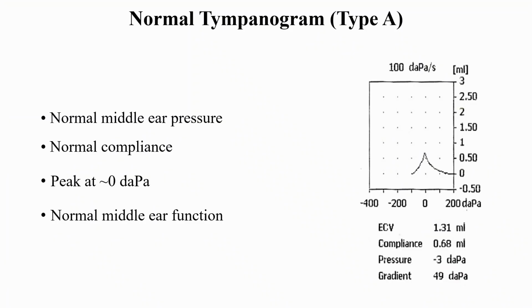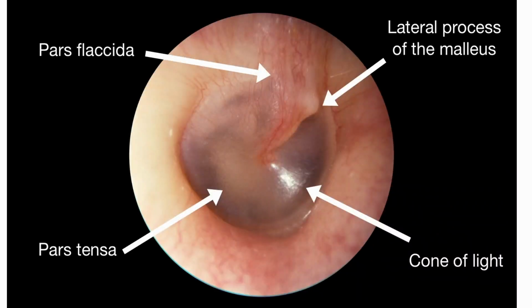So for a normal tympanogram, the middle ear pressure will be in the normal range, compliance will be normal, and the peak will be at around 0 daPa, but within that pressure range of minus 100 to plus 50. That is the normal range, and it will show normal middle ear function. So the otoscopic finding of the ear will be like this. The eardrum will be normal.